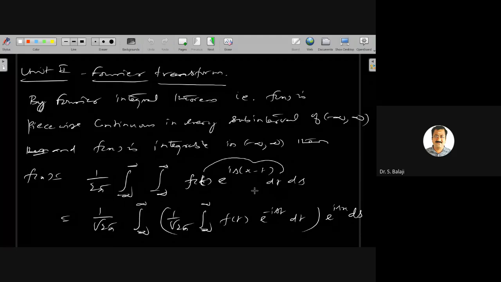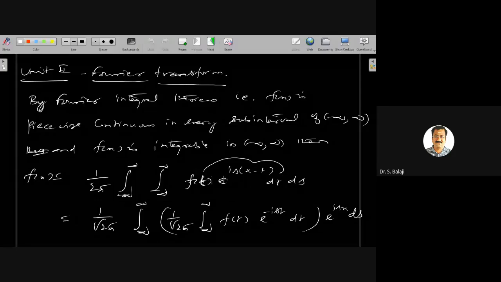Now you can split this Fourier integral theorem with respect to t and with respect to s. You can split the s and t functions: e power isx and e power minus ist. Also write the 1 by 2 pi for two integrals as 1 by root of 2 pi and 1 by root of 2 pi. First consider the inner integral with respect to t, and the outer integral with respect to s.